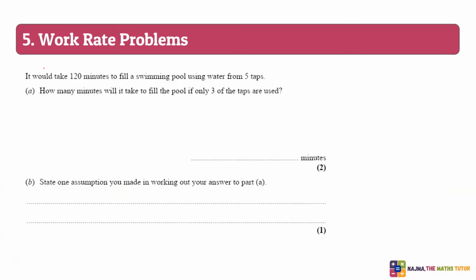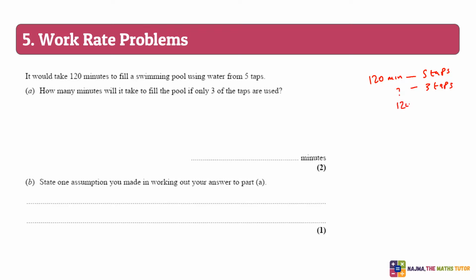Hi everyone, I came across this really good question I wanted to share with you in order to explain the concept of problem solving. So it will take 120 minutes to fill a swimming pool using water from 5 taps. And then it says, how many minutes would it take to fill the pool if only 3 of the taps are used? So 3 taps, we're trying to find out how many minutes, right?